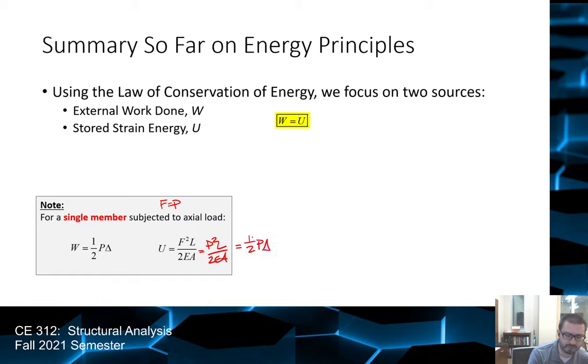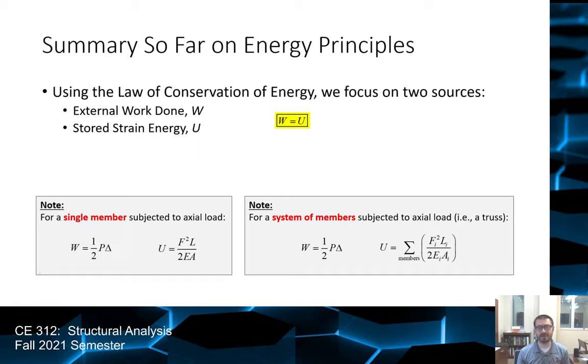And so what do we find? We find the 2's cancel. We find the P's cancel. And we get delta is PL over EA. Well, exactly what we knew from the beginning, right? So obviously that makes sense. And to be clear, I would not use an energy method for a single bar. That would be incredibly overkill. That would not make any sense.